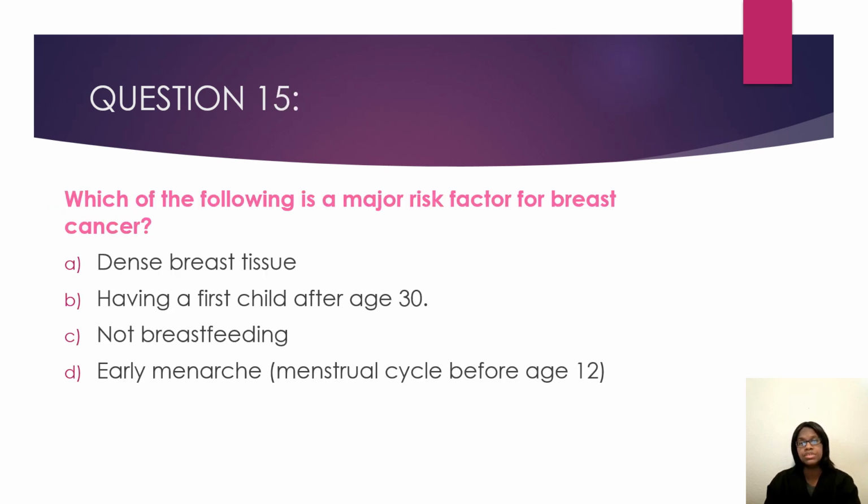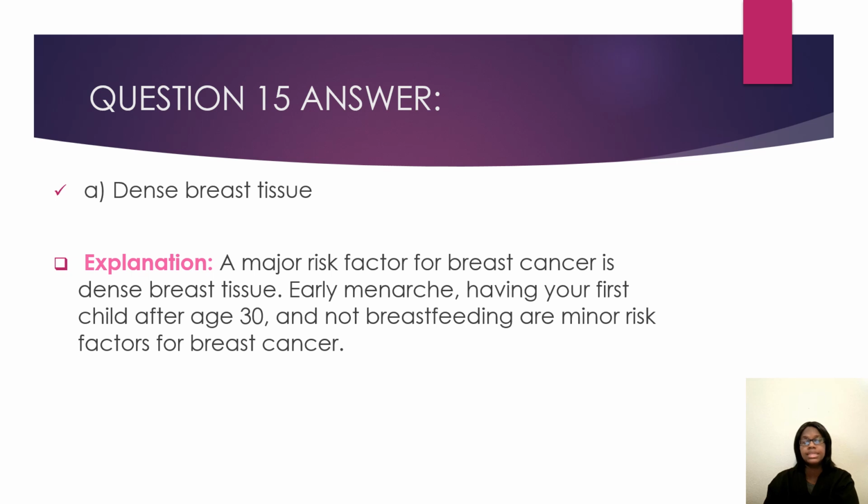Which of the following is a major risk factor for breast cancer? Dense breast tissue, having a first child after age 30, not breastfeeding, or early menarche, meaning menstrual cycle before age 12. Dense breast tissue. A major risk for breast cancer is dense breast tissue. Early menarche, having your first child after age 30, and not breastfeeding are all considered minor risk factors for breast cancer.